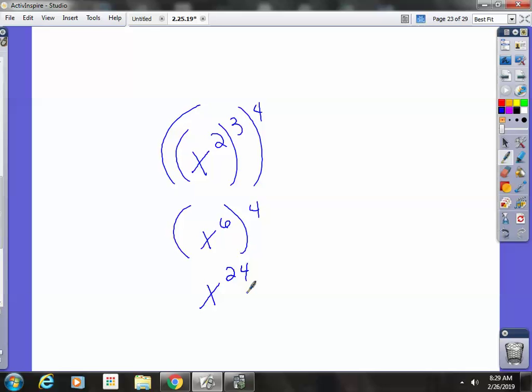Alright, that's all I have for today's notes. If we have a power to power, we know we're going to multiply those exponents. If we're multiplying our bases, we'll still add the exponents.